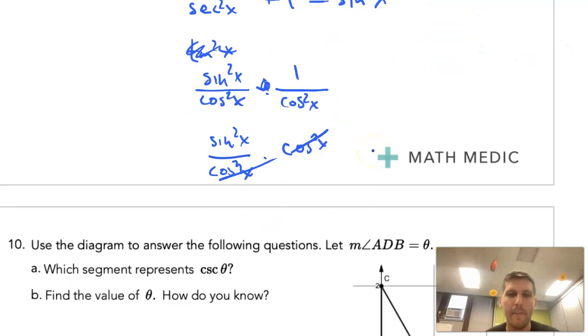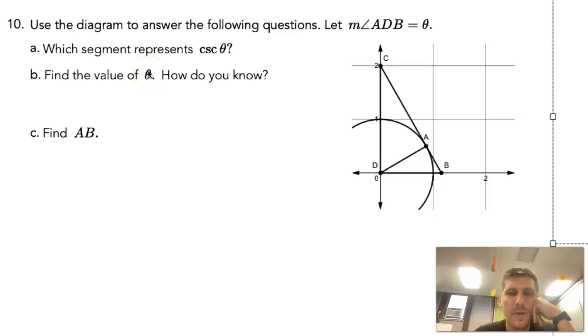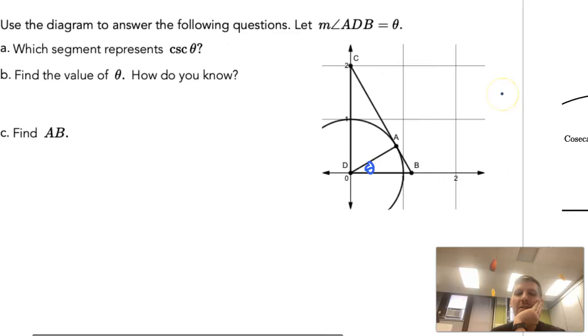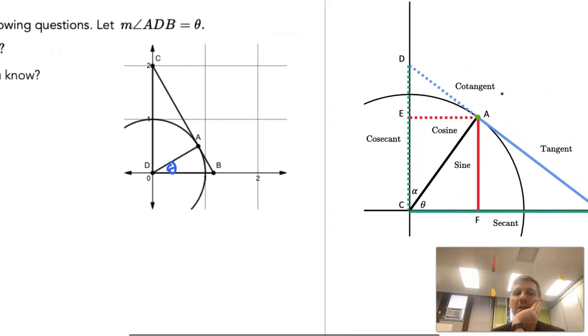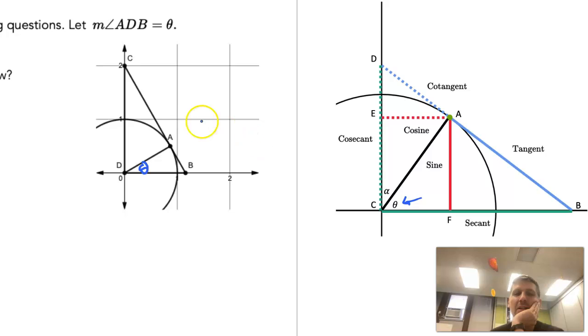How elegant is that? And lastly, for this last problem, number 10, it asks you to use this diagram to answer the following questions. And they are telling us that angle ADB is theta. And so, which segment represents the cosecant of theta? This one, I didn't love this problem as much, but if you remember when we were talking about theta, we had this diagram from the other day.